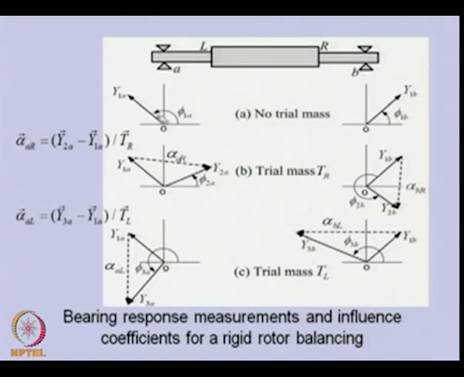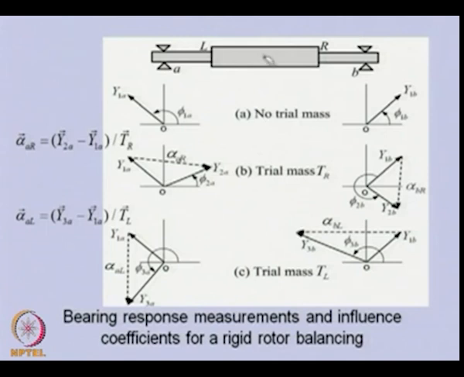So let us say we got an amplitude of vibration as y1a and the phase is phi 1a. This is the measurement at plane A when we have not kept any trial mass. In plane B, similarly, we got a measurement of amplitude y1b and the phase is phi 1b. So these are the two vectors which we have got, due to the residual unbalance of the rotor system.